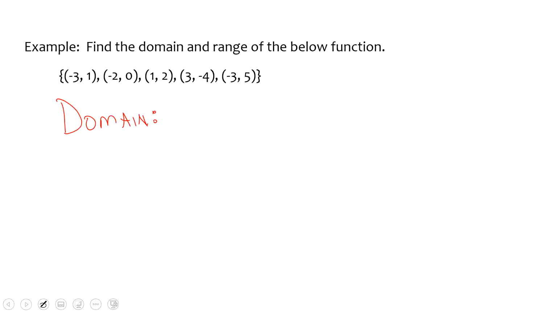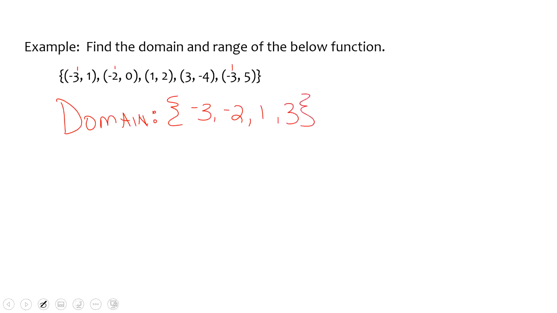In an example like this, it's just as easy as going through and seeing what all the numbers are. What we have to remember, though, is the domains and ranges are listed from the lowest number to the highest number. I see I have -3 and a -3, so I have -3 twice. We only need to list it once. My next lowest number is -2, so I will put -2 in. My next lowest x value is 1, and then my last one is 3.